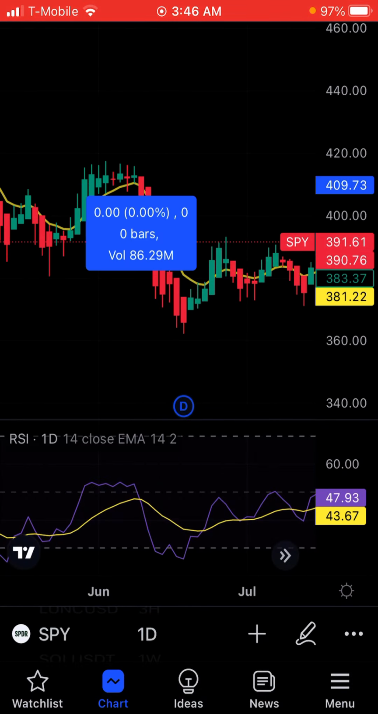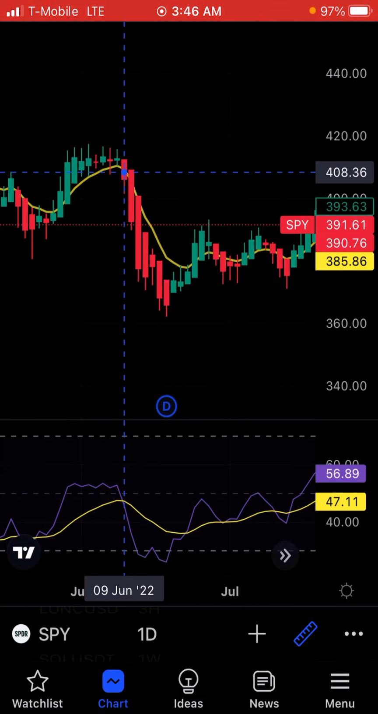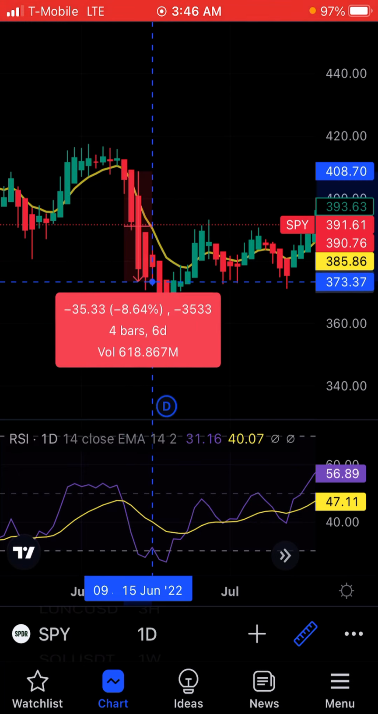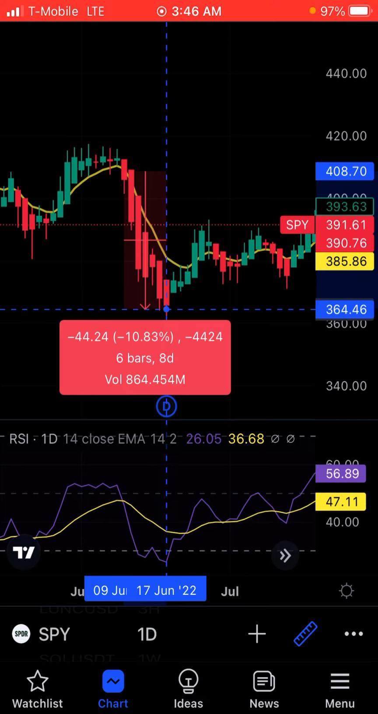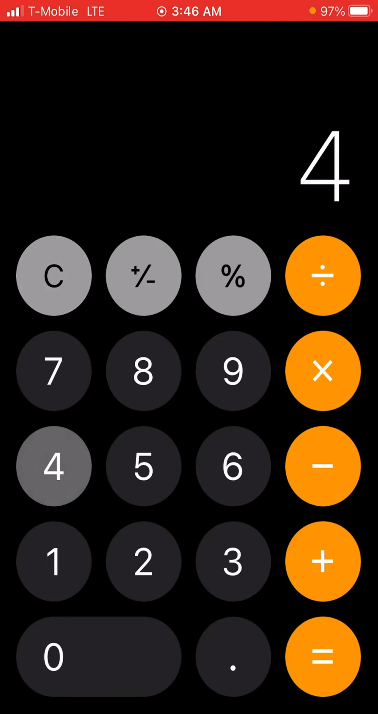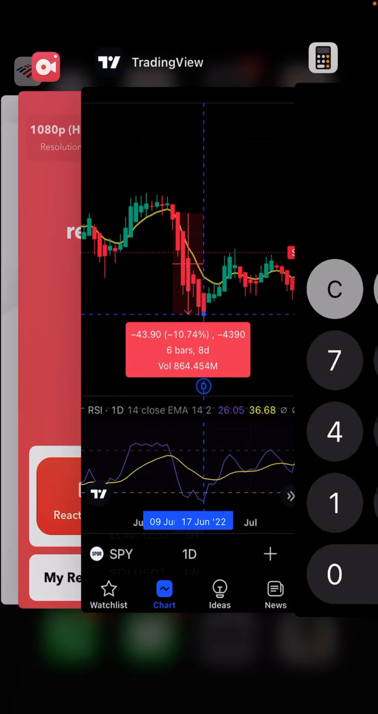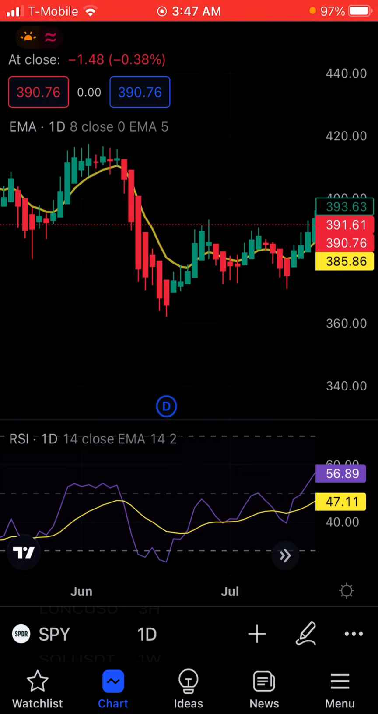So this was a good gain. This was a good gain right here. Where would it go? It's right about here. 12 days, oh yeah, that was a great gain. 12 days, 44.24. That was a good gain. 8 days to make $2,000. Not bad.